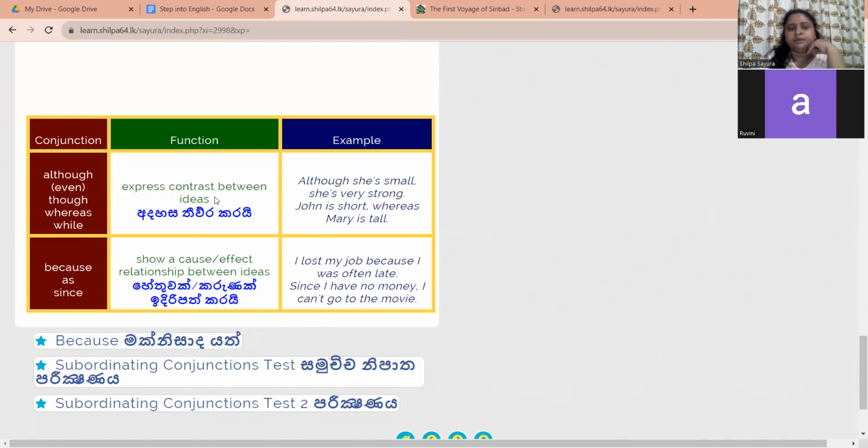Let's see an example: although she is small, she is very strong. John is short whereas Mary is tall. Contrasting ideas. She is small, but rather: although she is small.